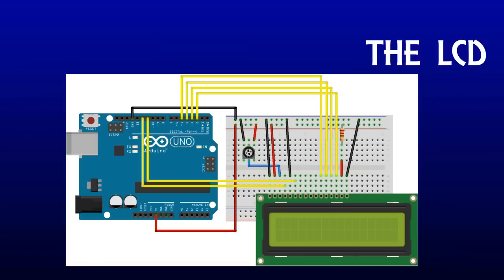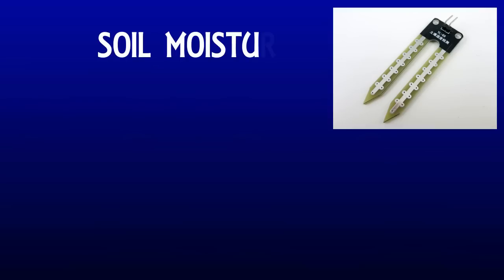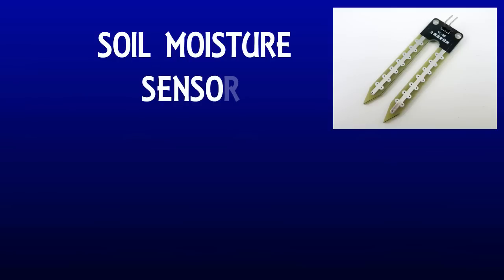You've got one going to 5 volts via a 220 ohm resistor, and then you've got a ground. Now I'll tell you about the soil moisture sensor. The soil moisture sensor has 2 pins on the end, the actual thing has. But when you order it, it'll come with another module.